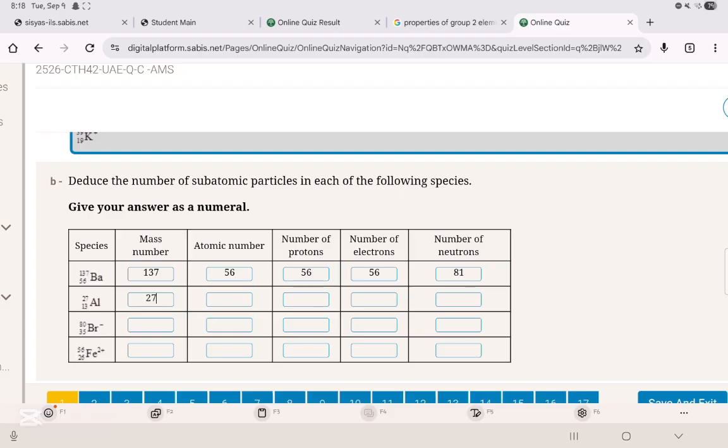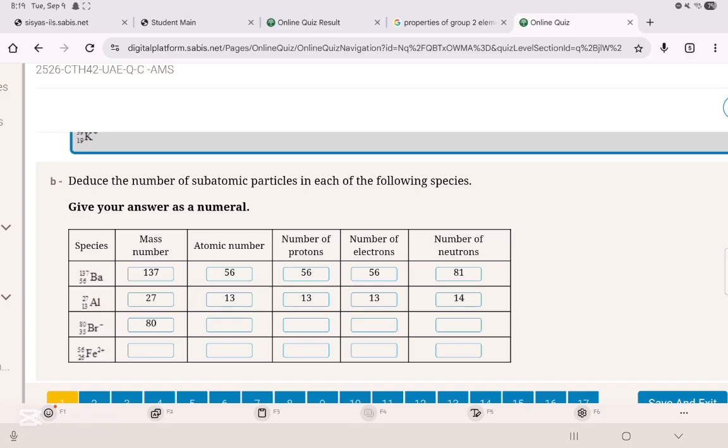It has a mass number of 27 and an atomic number of 13. Since it's an atom, it has no charge. It has the same number of protons and electrons. And the number of neutrons in this case is 27 minus 13, which is 14.